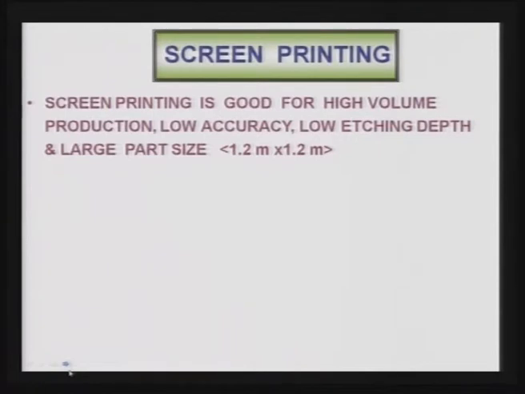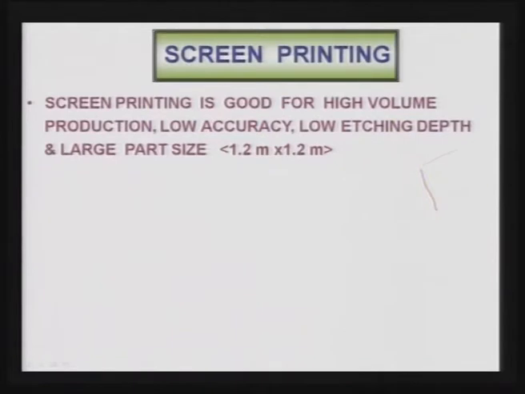Now, screen printing is the second method by which you can apply the maskant on the workpiece surface. In screen printing, the maskant is applied only on those areas from where you do not want to remove the material. I will give you just an example. Say this is the workpiece and you can form a screen like this. Suppose this is the area from where you want to remove the material.